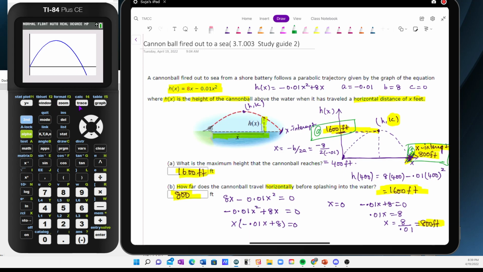So let me go second calc. Now use zero, left bound. So come close to the point, but be on the left side of the point. Okay, a little bit more. And then click enter. Then come to the right side, which means come a little bit below, enter. Now at that point, click enter again, and you get the 800 feet. So you have the 800 feet by calculator and also by hand. Therefore, the answer matches and we have the correct answer.